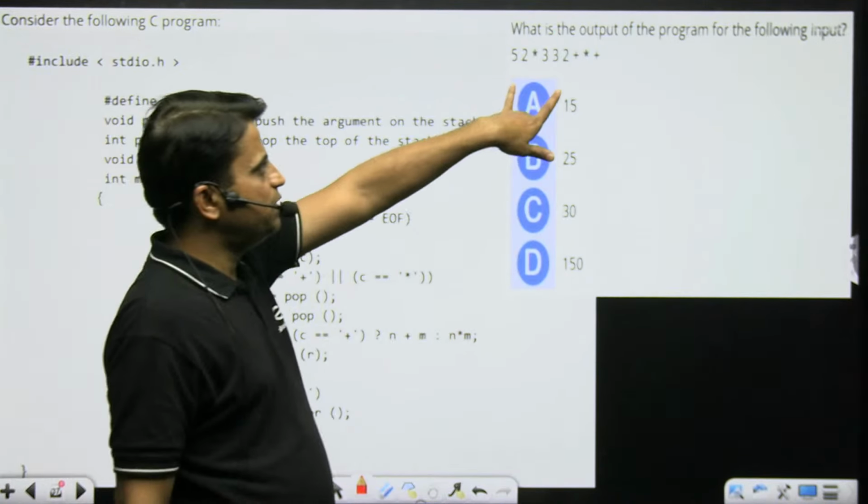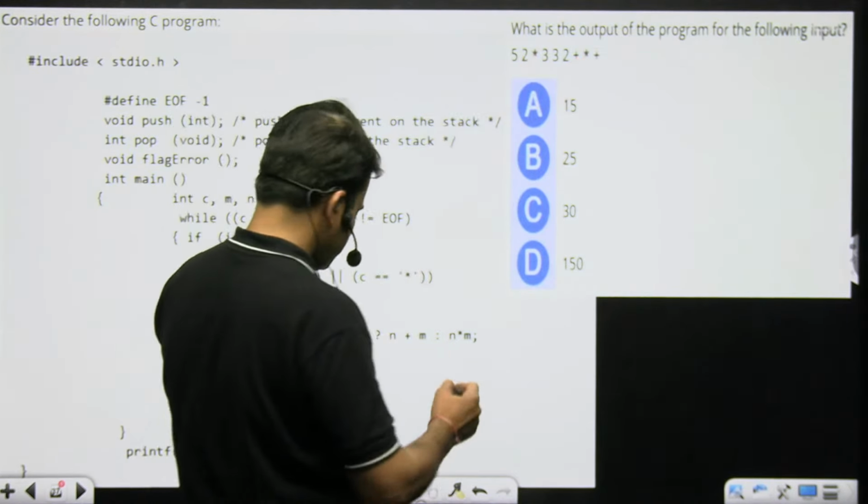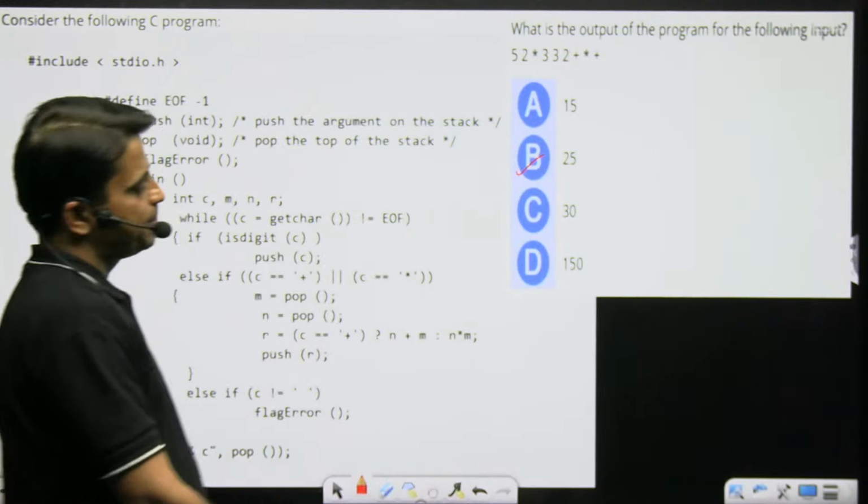My dear student, evaluate this. Okay, and Sidhu and Udhav's answer is 25. I think 25 is the correct answer for this question.